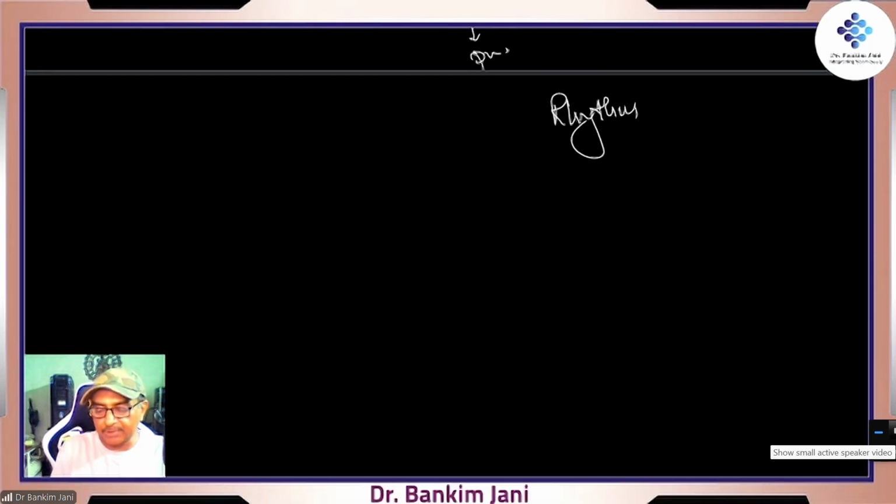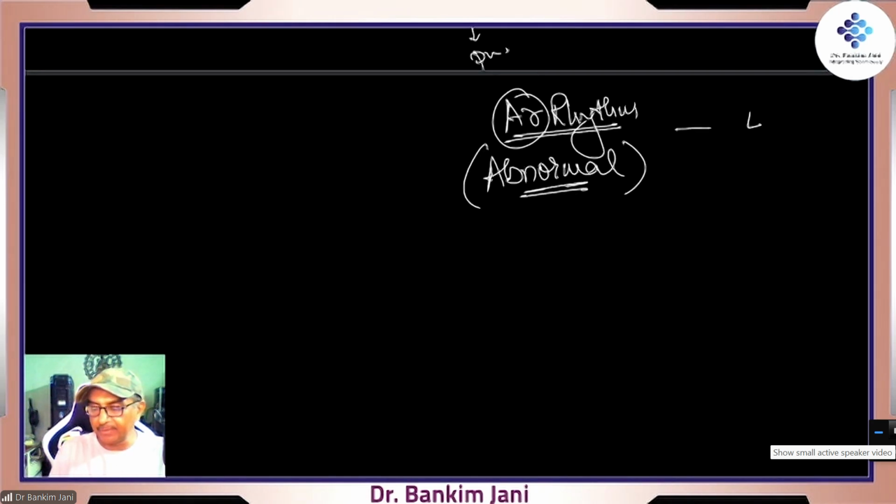Rhythm, right? When this rhythm is lost, that is called arrhythmia. That is the abnormal rhythm. Abnormal rhythm. How will you identify it? In two ways. One, ECG.